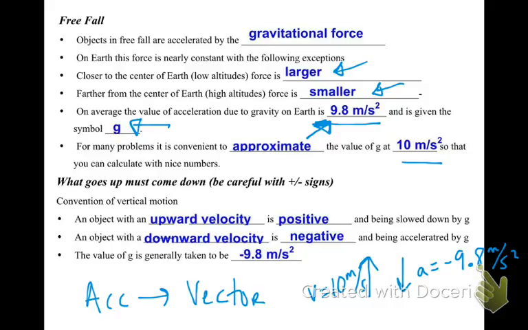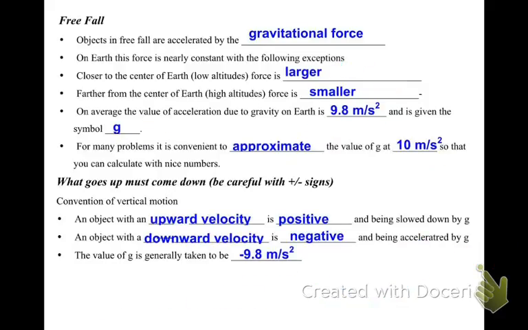An object with downward velocity is said to be negative. So as that ball goes up and turns right back around, we now have a negative 10 meters per second velocity. The value of g is generally going to be taken as negative 9.8 meters per second squared. I'm going to show you how all of this works relative to one another, as long as you maintain the direction in which you're doing something. If something's going up and you want to label it negative and you want to label acceleration positive, that's fine, as long as you are consistent.